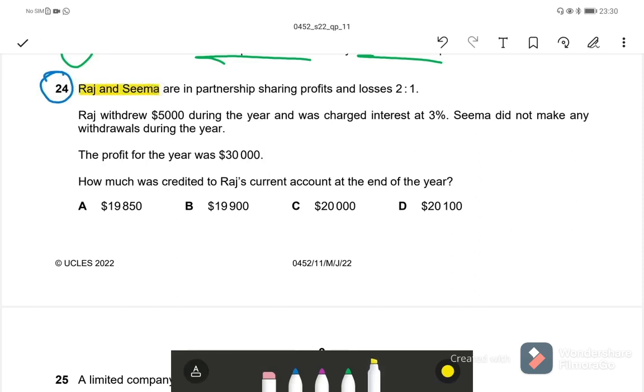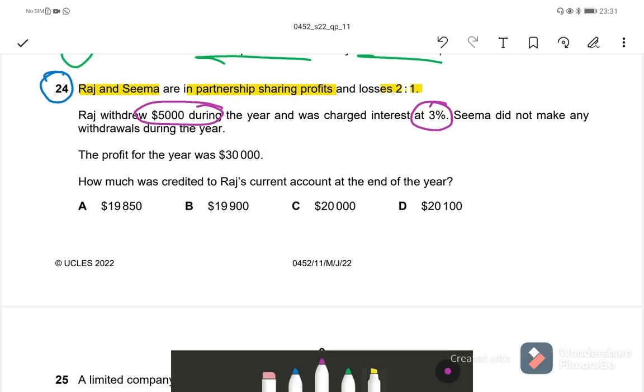Raj and Seema are in partnership sharing profits and losses 2:1. Raj withdrew 5,000 during the year and was charged 3%. Withdrew means drawing. He is charged 3% interest on drawing. Seema did not make any withdrawals during the year. Only Raj has done withdrawal, that is his drawing. He has to give 3% interest on drawing to the company.